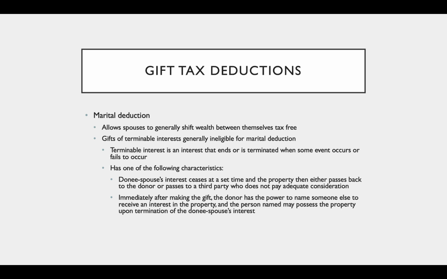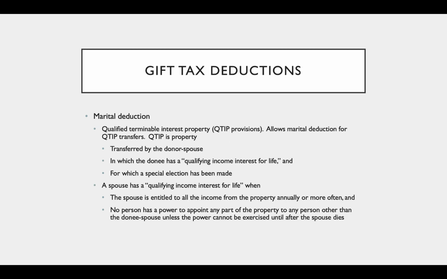So these terminable interests are ones where the recipient of the gift doesn't really control all of the assets they receive. The donor still has a lot of control over those assets. We have these qualified terminable interest property provisions as an exception to the exception. So if these provisions apply, the donor is allowed the marital deduction. It allows the marital deduction for Q-TIP. We call it Q-TIP transfers.